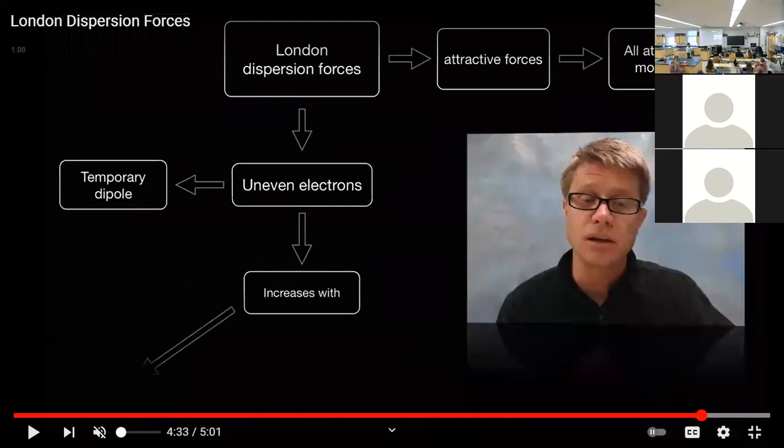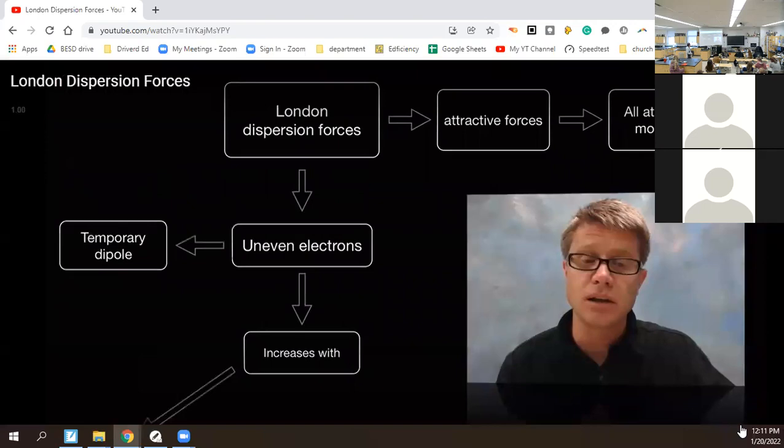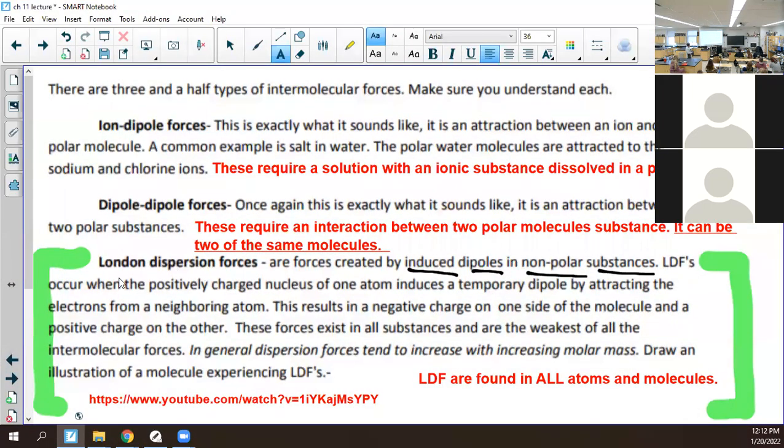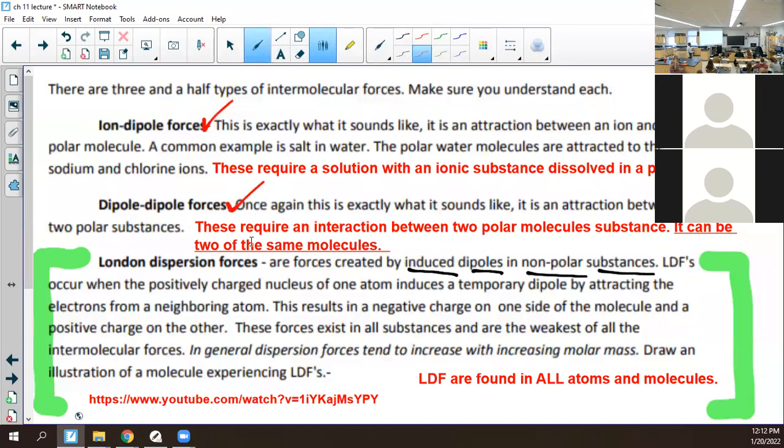It's something that if you really want and you need to know better, you should read about. Or watch Bozeman again. Or there's 15 minutes from Khan Academy about it. But either way, okay. So back to the notes. So far we've had ion dipole, dipole dipole, London dispersion forces.